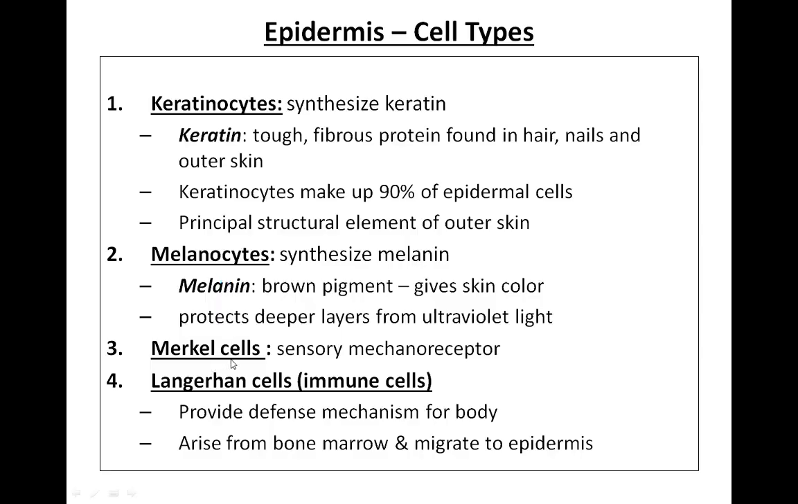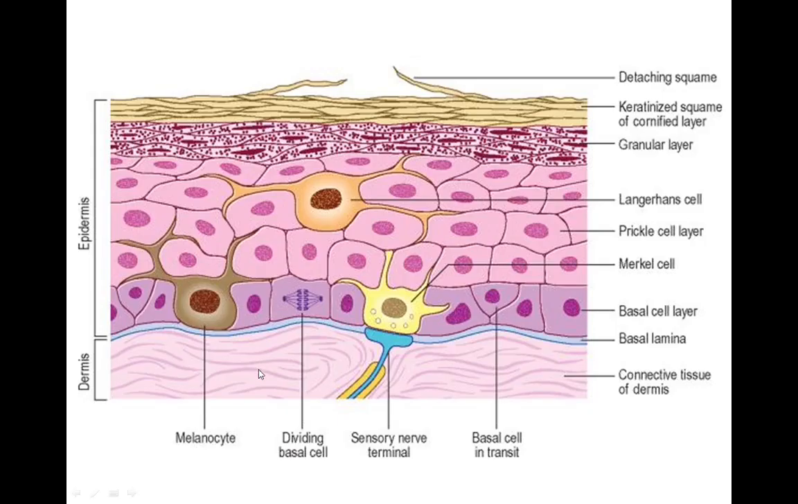Then your Merkel cells. Merkel cells are the sensory mechanoreceptors. Suppose we press over the skin, then we can feel that somebody is pressing or some pressure is over my skin. That is by means of Merkel cells. These are Merkel cells. This is your Merkel cell. It also has some cytoplasmic projections, but this Merkel cell is only for sensation. Here, this is the sensory nerve. It carries the sensation from the Merkel cells to the higher centers.